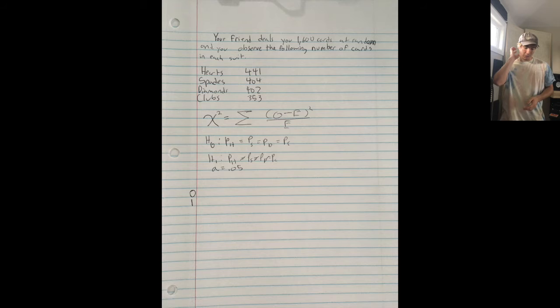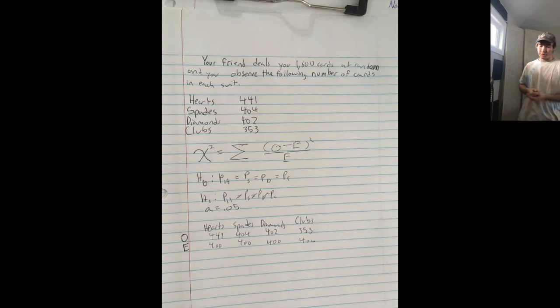Okay, so we're going to make a little chart here at the bottom. And just a simple one, just 4 categories: hearts, spades, diamonds, clubs, and then observed and expected. And so our observed is actually just the data that we have. So 441, 404, 402, 353. These are all our observed. And what we expect is what I just talked about before. It's what we're expecting to get out of this, and that's 1,600 divided by 4, because there's 4 suits. So we're expecting 400 out of each one.